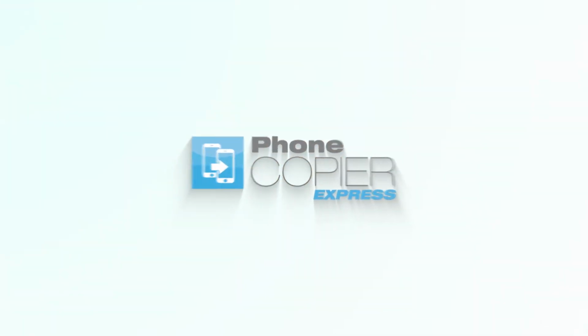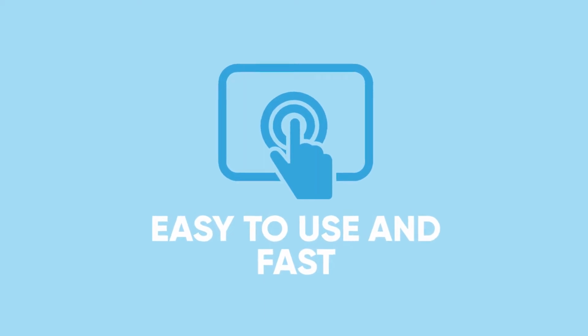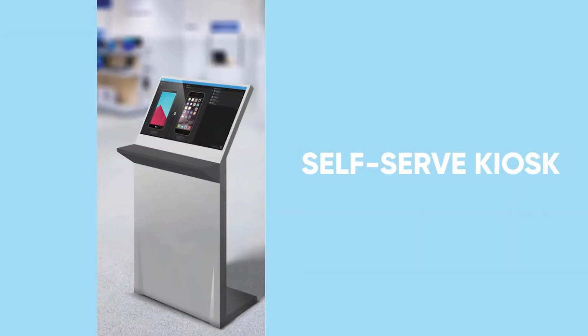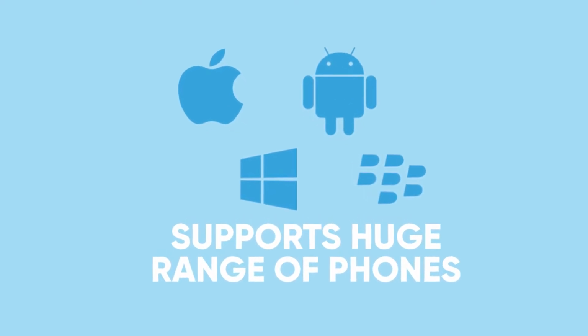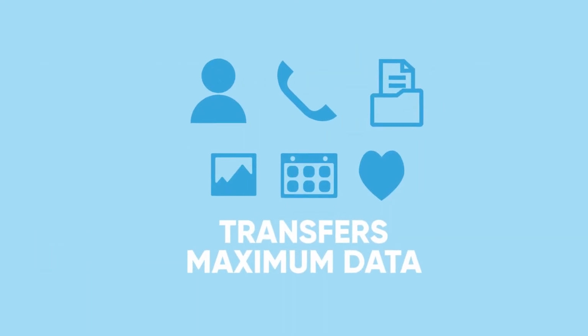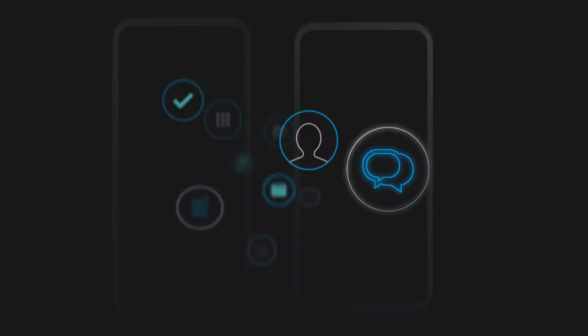Phone Copier Express is an easy-to-use phone content transfer software for home users and professionals. Whether it's an iPhone, Android, or an old feature phone without an operating system, built-in intelligence allows you to copy maximum data directly from one phone to another.